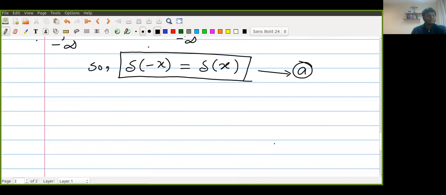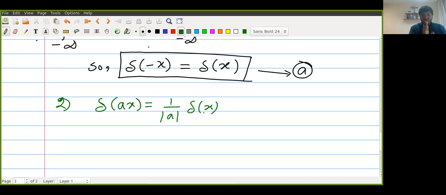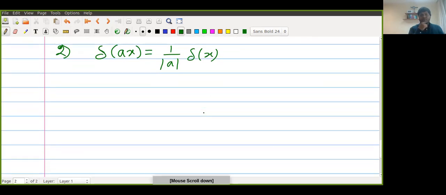Let me show you another very important property of the Dirac delta function. Let me use the green color. The second property I am going to show is delta of ax equals 1 by mod of a times delta of x. Okay, this is very useful. This property of the delta function is used in many different parts of quantum mechanics. How can we prove this one? Any guess?